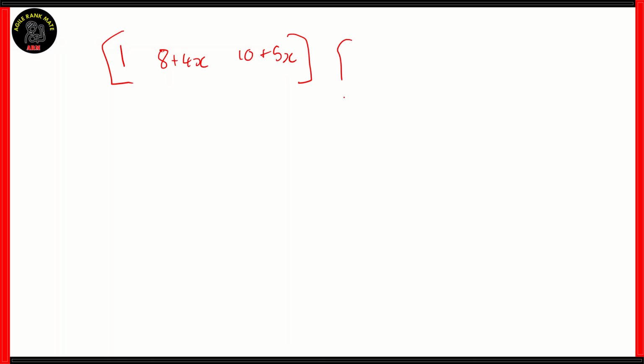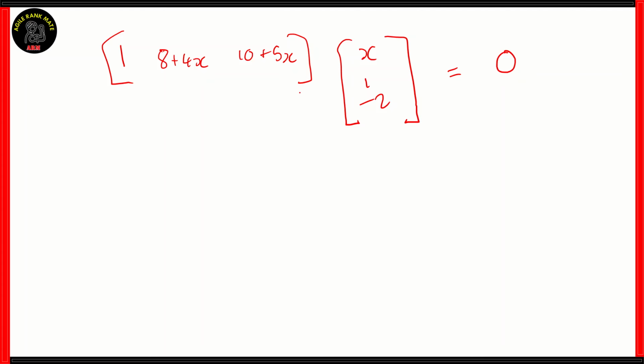So let's look at another page. We have 1, 8 plus 4x, 10 plus 5x as the first matrix, and it will be multiplied with x, 1, and minus 2, and its product is already given to be 0. Now 0 means that all the elements in a matrix would be 0. That's called a 0 matrix. It can be of order 2 or 3.